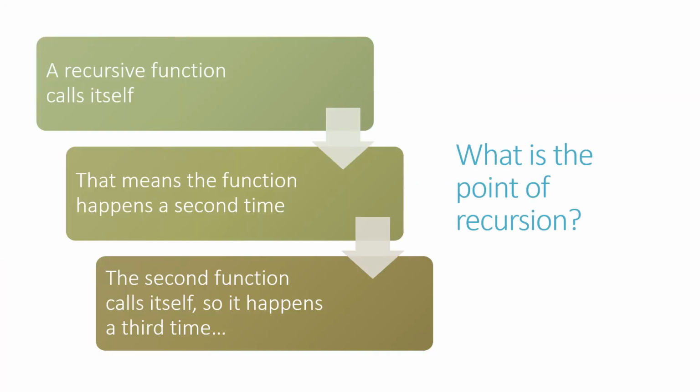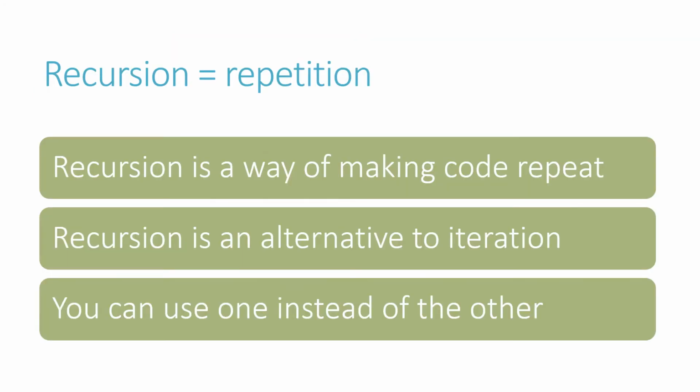So why do we use recursion? Remember, a recursive function calls itself. That means that after the function runs, it calls itself and it runs again. The new version calls itself again, and so it keeps on repeating itself over and over again. So recursion is a way of making a block of code repeat over and over again.